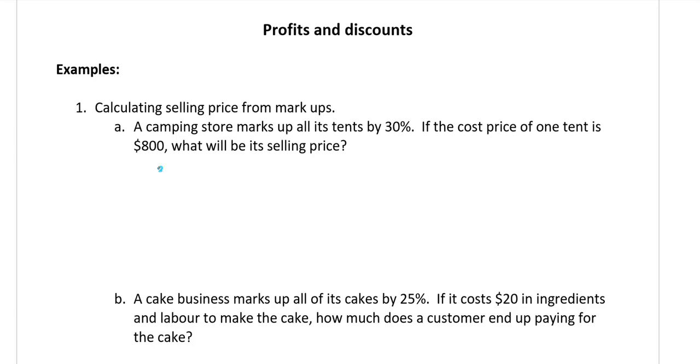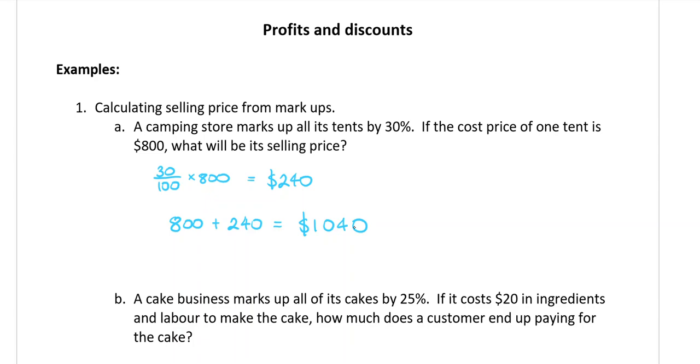Okay, so 30%, 30 over 100, and I times it by the 800. So that's equal to $240 increase they're going to put on the price of this tent. So that means that the cost is going to be 800 plus the 240. So they're actually going to sell their tent, that's right, for $1,040.